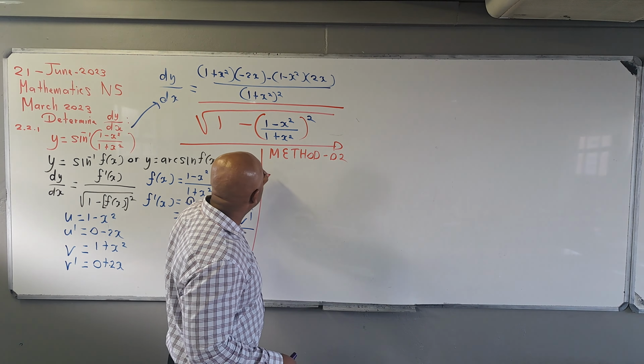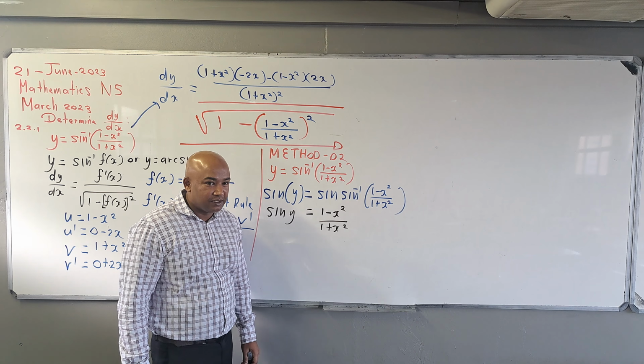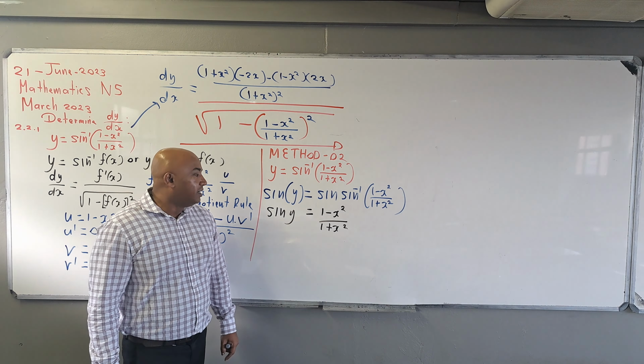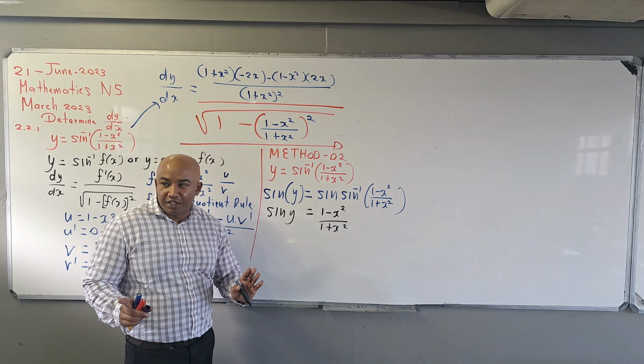Okay, now what happens when you've got sine and inverse sine? Those two functions basically cancel each other out, and we're left with what's inside here. These two operations, I mean sine and inverse sine. So what's happening here is I end up with just 1 minus x squared all over 1 plus x squared, and there's my sine of y. You're clear with that? Right, so now this is no more an inverse trig problem. This is now an implicit differentiation problem.